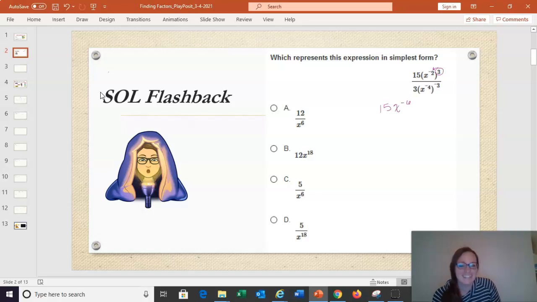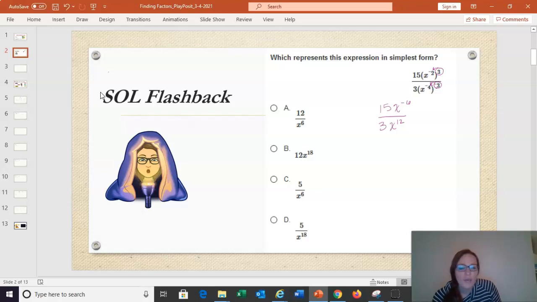Look at that. All right, and we'll do the same thing with the denominator. So this -3 is going to everything that it's touching with those parentheses. So -4 times -3 is +12. There we go. Now we're going to keep reducing.